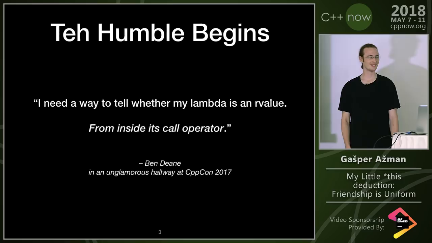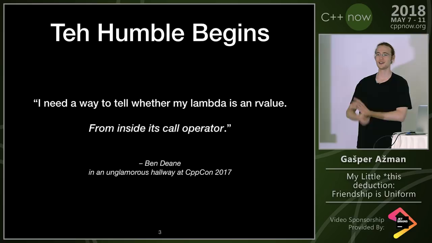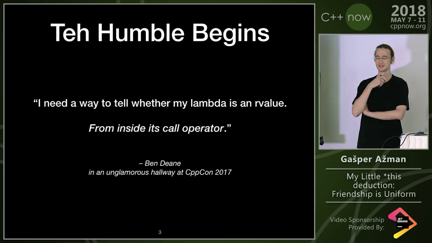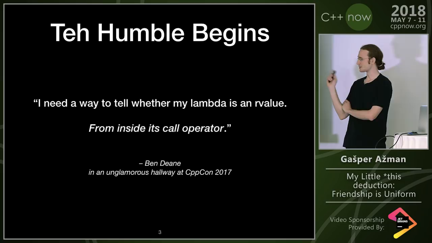So me and Ben were talking in the hallway of CppCon last year, and he was like, "You know what? I register a lot of callbacks, and they tend to return state, but I never know if it's an rvalue or an lvalue, and that's a pain, because with lambdas you can't really know, right?"